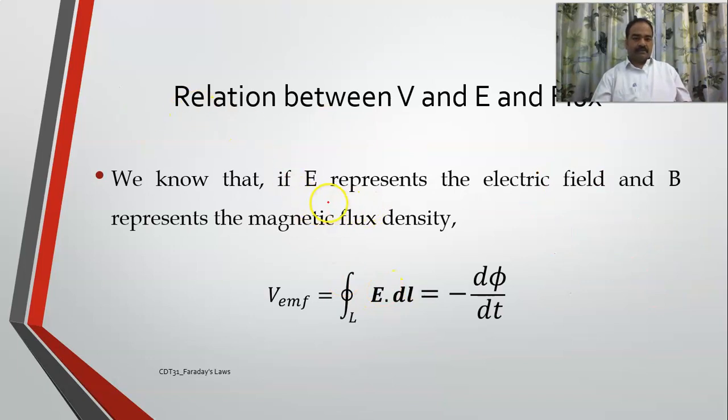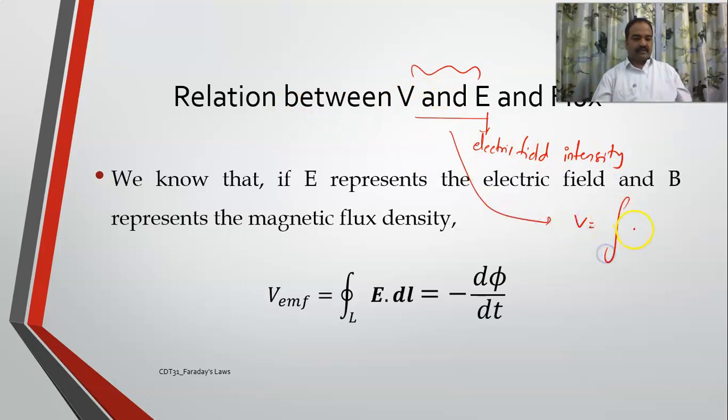Now, the relation between V and E, where E indicates the electric field intensity, right? You know that we already have the V and E relation. We have seen it in unit number 1. The relation is V is equal to minus integral of E dot dl. Right? So now this voltage is nothing but our induced EMF in this case, and it is equal to minus n d phi by dt.